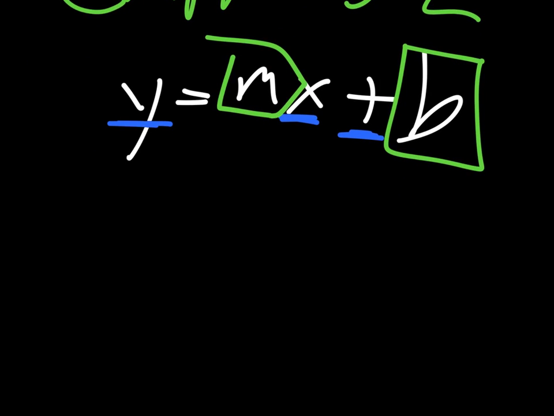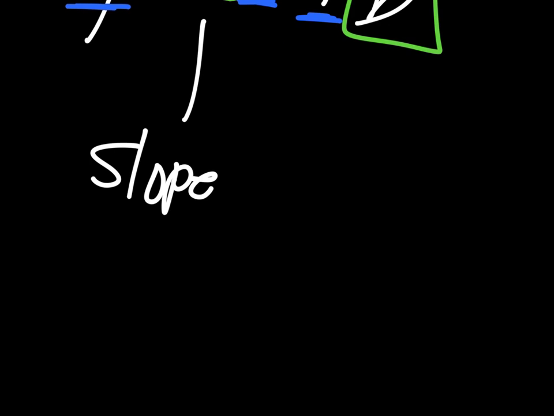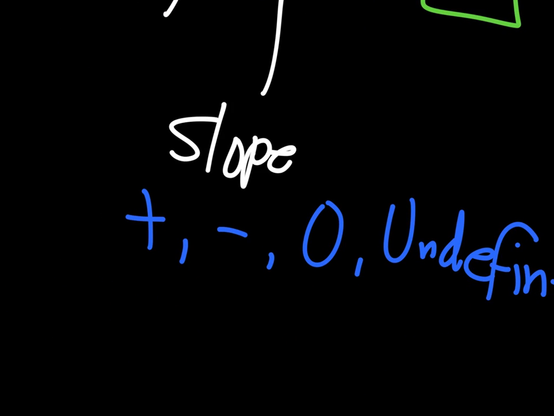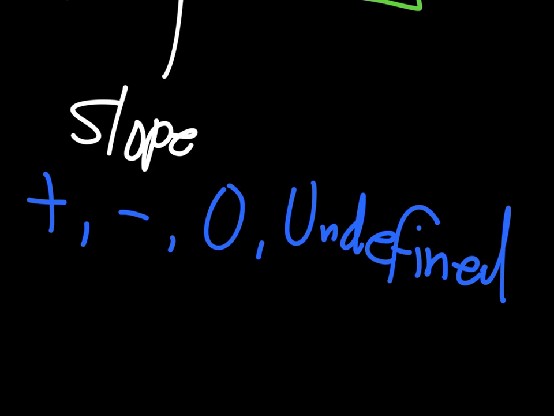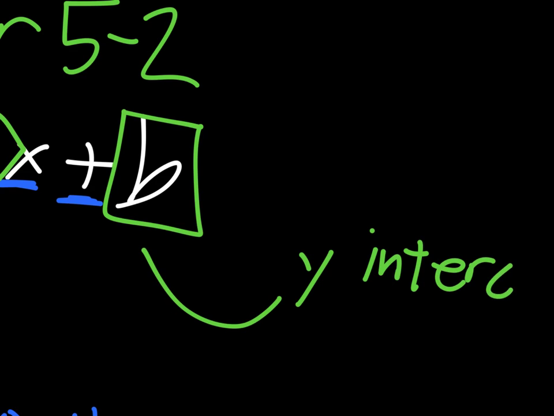So, I will tell you, students, this M represents slope, okay? We covered that in the last chapter. Slope can be positive, negative, 0, or undefined. Remember that. Positive slopes go up, negative slopes go down, 0 slopes are horizontal, and undefined slopes are vertical, going up and down. And B, over here, stands for y-intercept. This is how you graph.